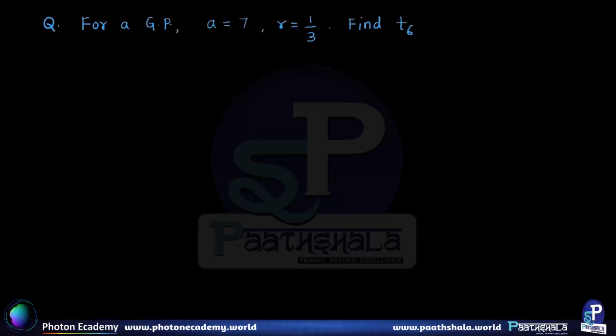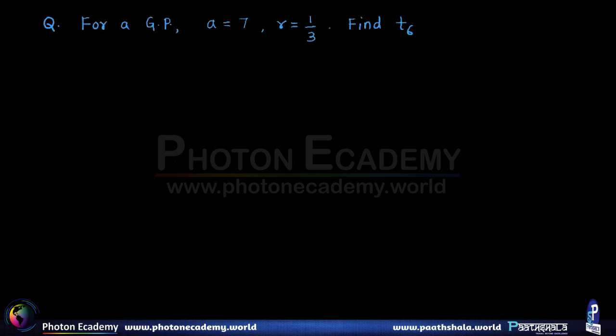Now let us solve a few sums based on a GP. Here is the first question. For a GP, A is 7, R is 1 by 3, find T6. So that means we are given the first term, the common ratio, and we have to find the sixth term.